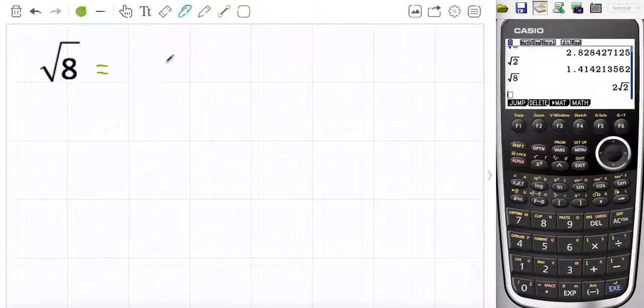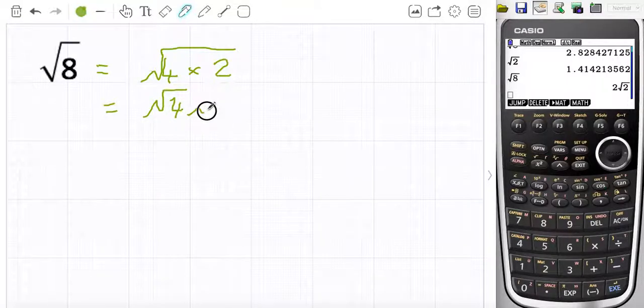So I want to think of a square number, and that square number is 4. That divides into 8, leaving me with 2. So I can rewrite that surd like that, and I can split the surd up to give me root 4 root 2. Now the square root of 4, because I chose a square number as a factor, is 2. And I'm left with root 2. So this is the surd.